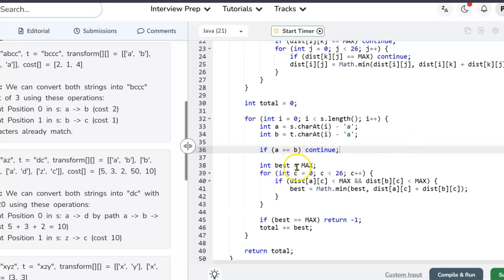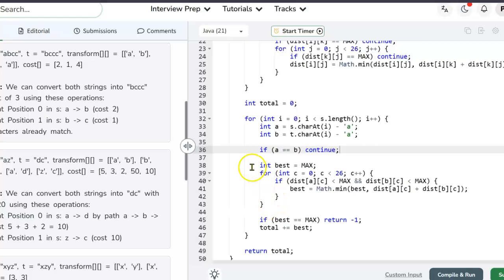Now, the other possibility is, because C is iterating through all 26 letters, that at some point C is going to be equal to A, and at some point C is going to be equal to B. So at that point, we're going to get the cost of transforming A to B or B to A. We would have distance from A to B plus the distance from B to B. Now, distance from B to B is 0, so it's just the distance from A to B.